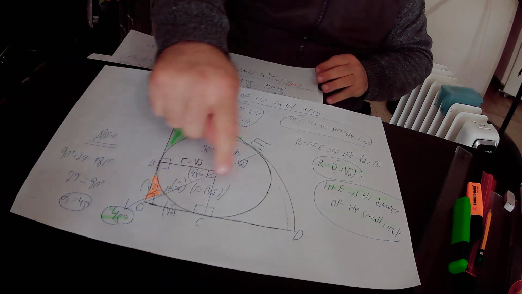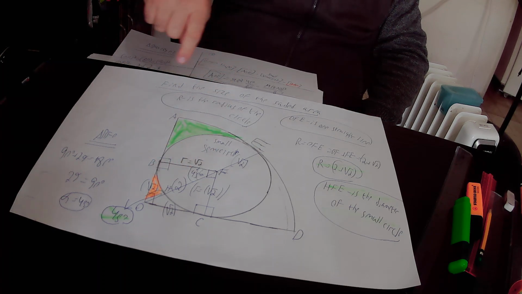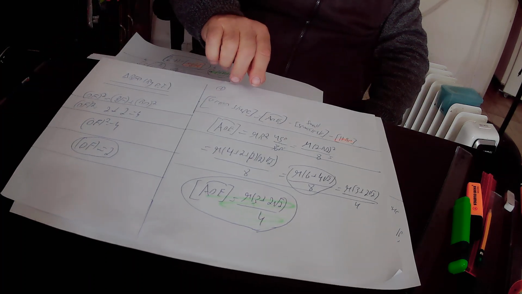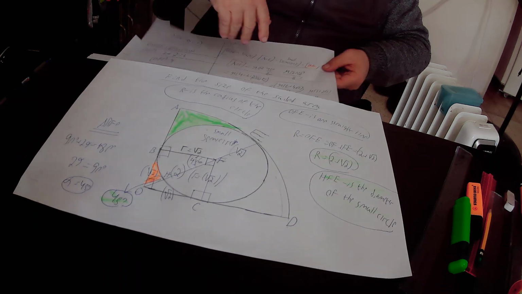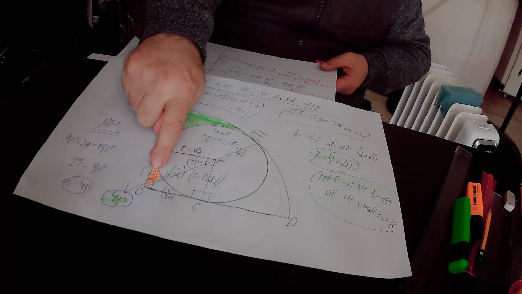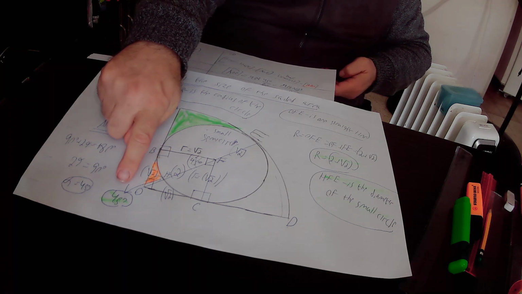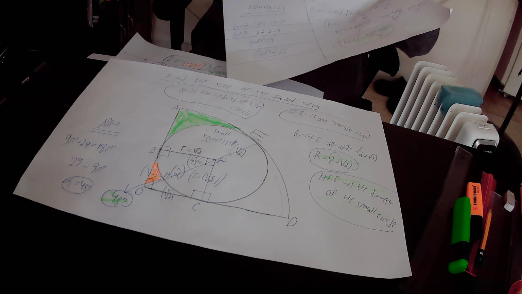This big sector AOE is contained by the big circle. So the area of the big circle is pi times capital R squared times the angle between the legs of this big sector AOE. This is the angle between the legs, that is equal to 45 degrees over 360 degrees.